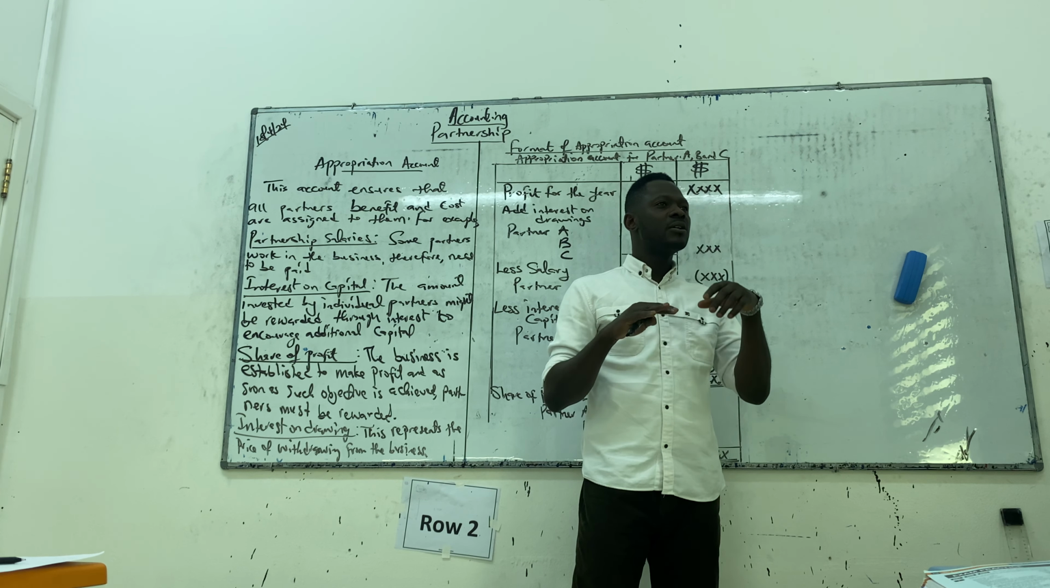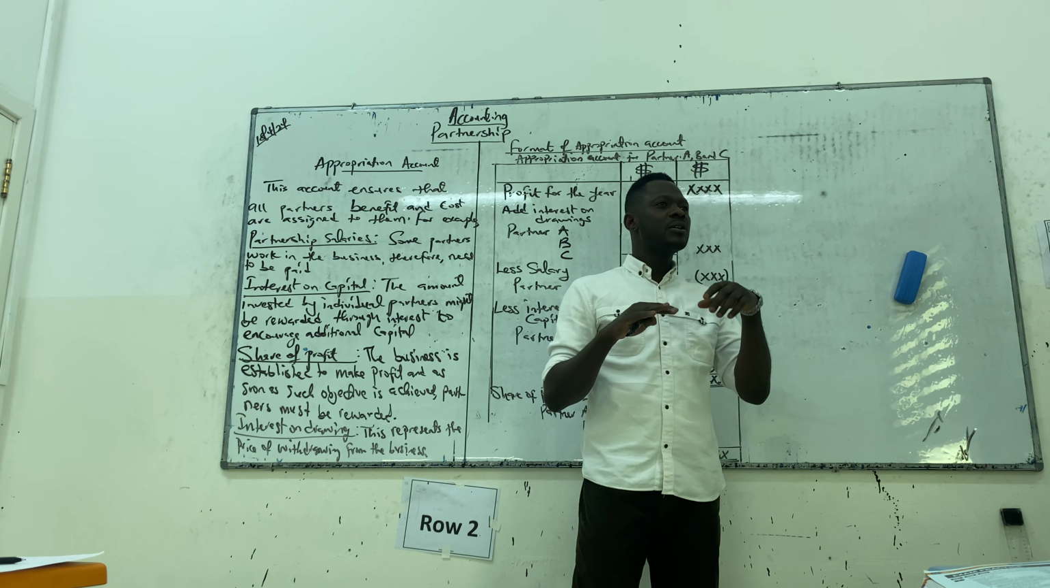And the last one is interest on drawings. Drawings represent the amount of money taken away from the business. Capital represents the amount of money put into the business. Drawings represent the amount of money taken away from the business. So when you take money away from the business, it does not add up. It reduces, yes or no?